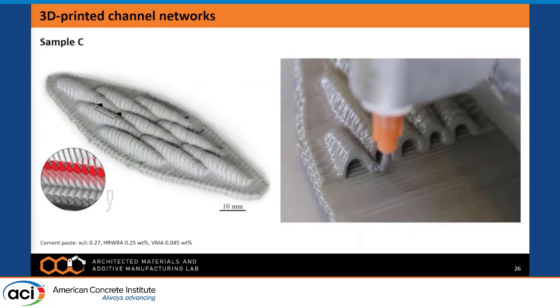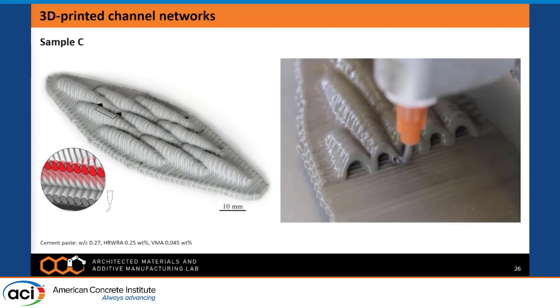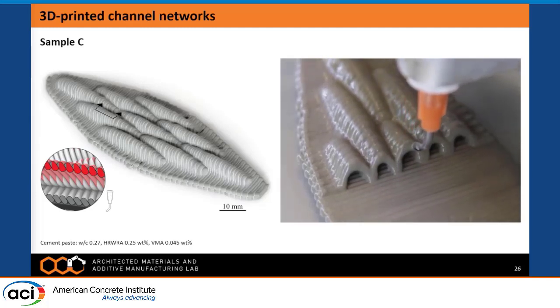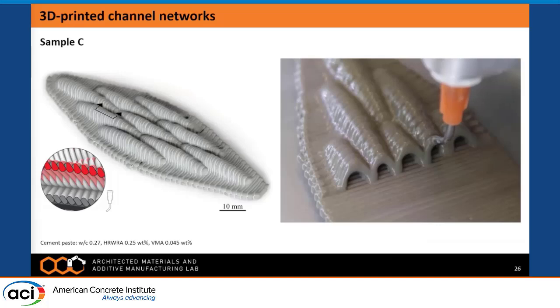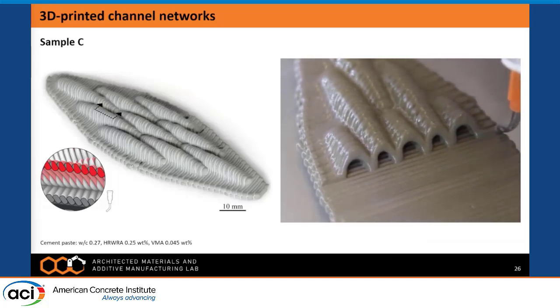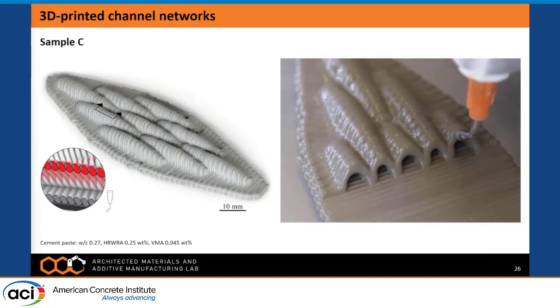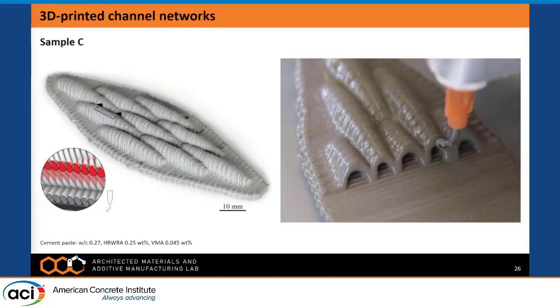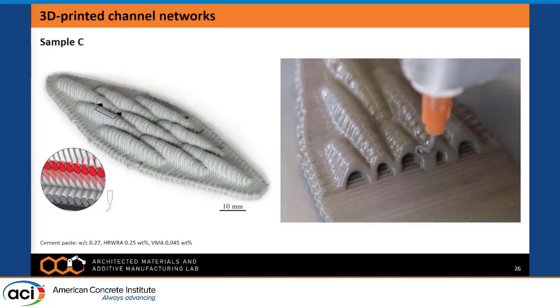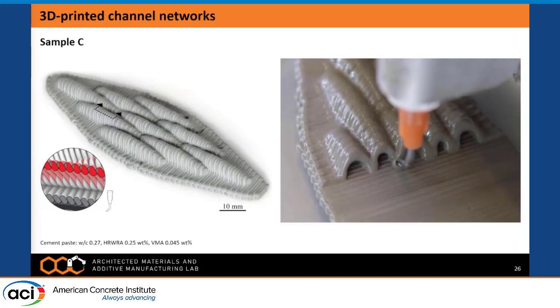And the last sample I will show you is this one, where we explored a 2D array of semi-ellipsoid parallel channels. The Grasshopper script instructed to use a toolpath angle of 120 degrees to minimize overhangs. And indeed, this video shows that there was considerable stability during printing.